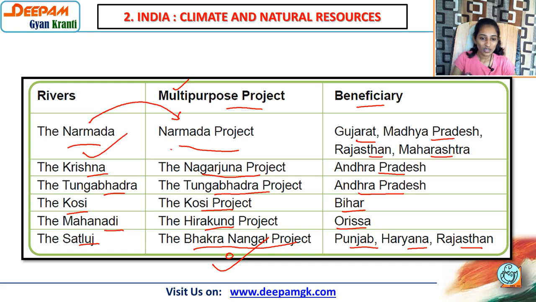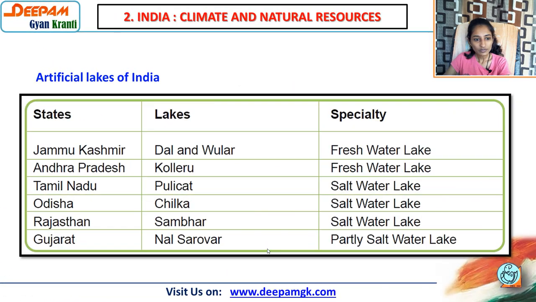So Narmada river, Narmada project; almost the names are similar to the rivers. Krishna, Nagarjun project. Tungbhadra river, Tungbhadra project. Kosi river, Kosi project. Mahanadi, Hirakund project, and Satluj river, Bhakra and Nangal project.